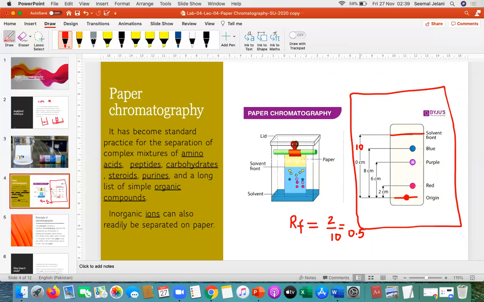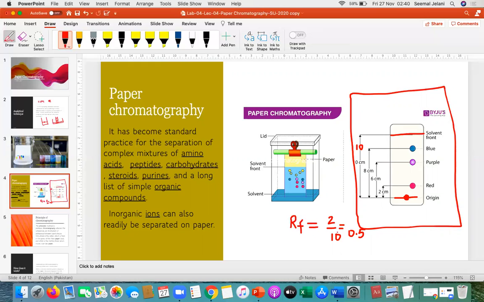In this way, you calculate the RF values of all these three, blue, purple, red ink, and then you take the picture and then you upload that picture on the Moodle. So उसमें मैं तमाम options कर दूंगी कि आपकी pictures जो हैं वो भी accept हो जाएं.